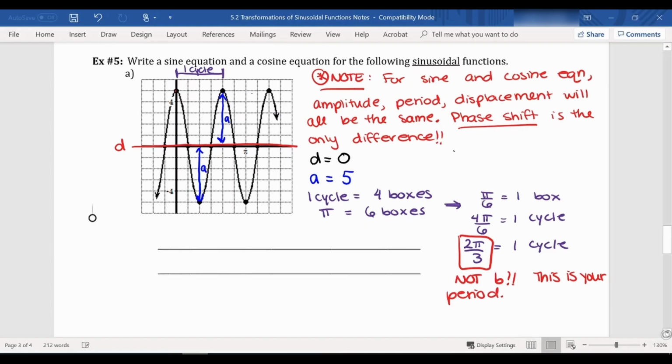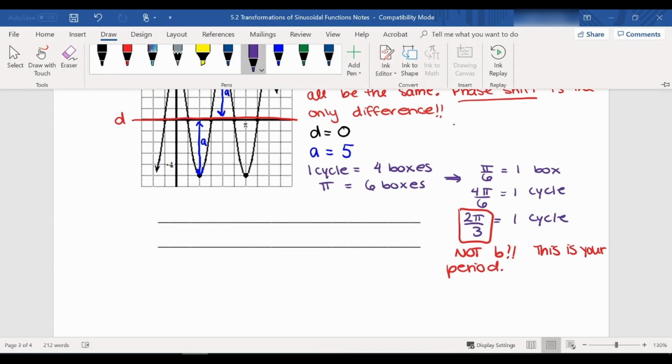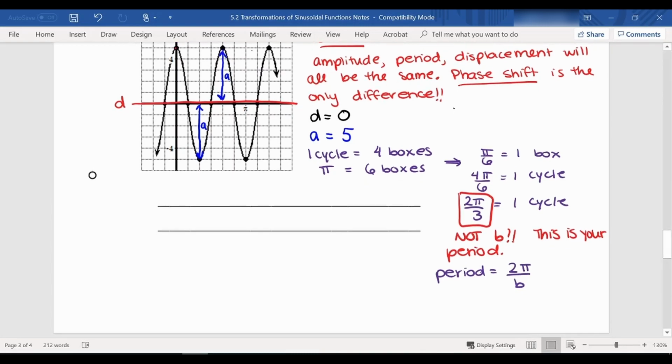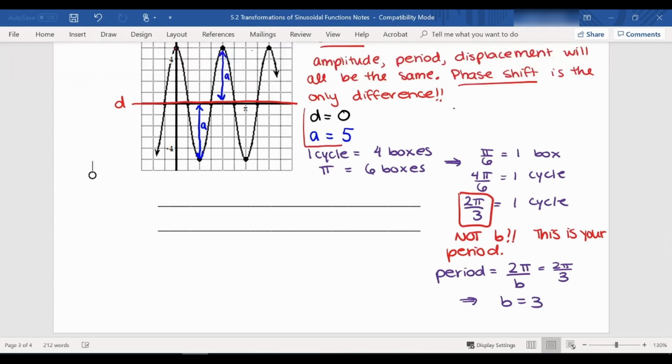So in order to find our B value, we know that your period is equal to 2 pi over B. And since we have 2 pi over 3, this means for us, B is 3. Okay, so we have a bunch of information. We have D and A, and we have B.